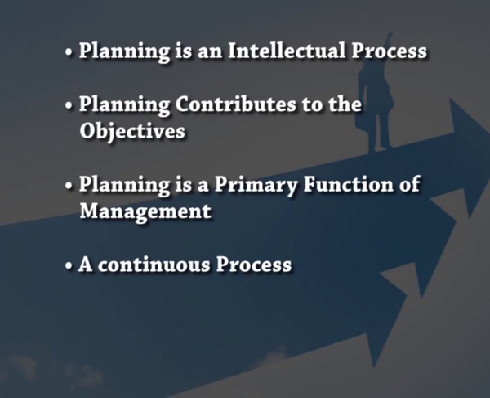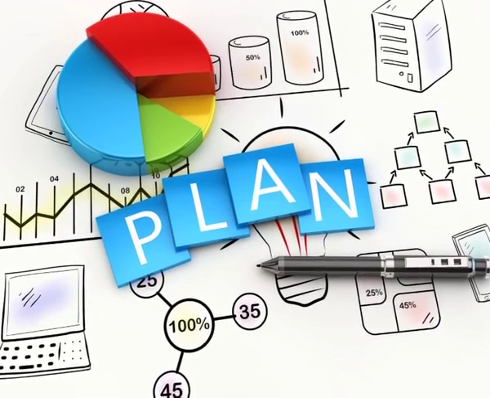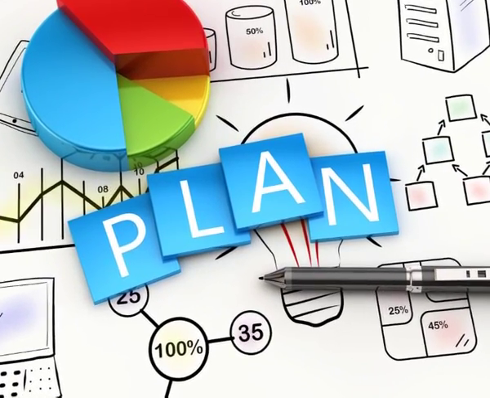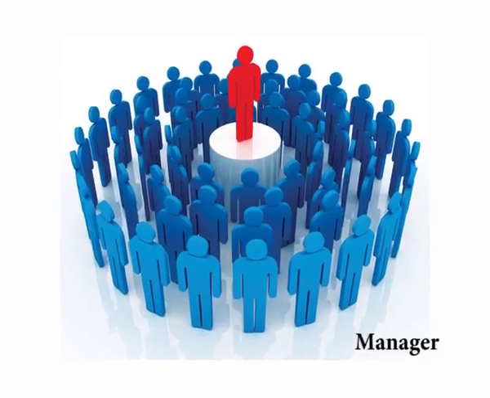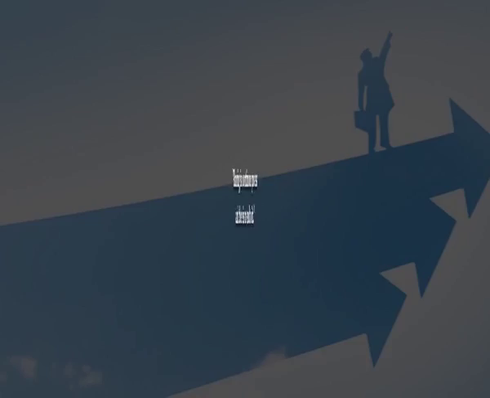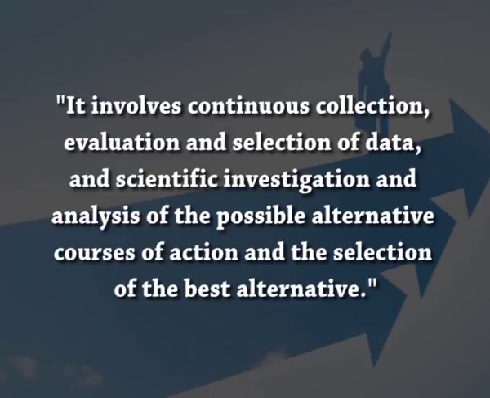Fourth, planning is a continuous process. Planning is a continuous process and a never-ending activity of a manager in an enterprise, based upon some assumptions which may or may not come true in the future. Therefore, the manager has to go on modifying, revising and adjusting plans in the light of changing circumstances. According to George R. Terry, planning is a continuous process and there is no end to it. It involves continuous collection, evaluation, and selection of data and scientific investigation and analysis of the possible alternative courses of action and the selection of the best alternative.